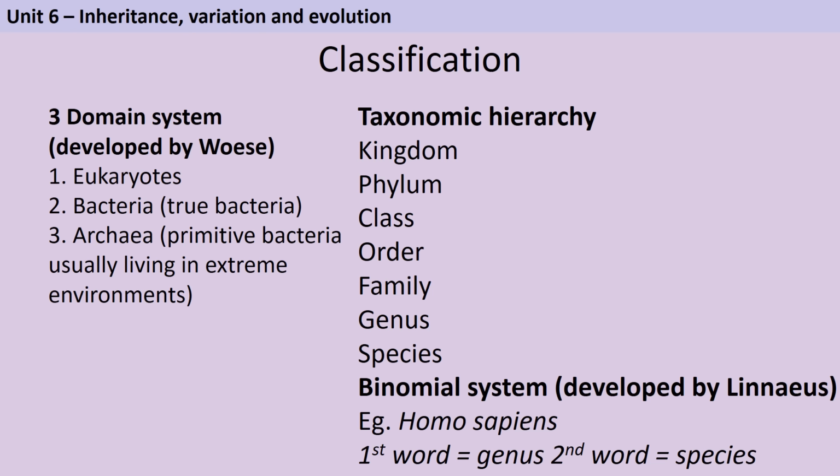Classification is the science of putting things into groups based on their shared characteristics, and you need to know about two classification systems. The old school taxonomic hierarchy system, which we used for a very long time, and then also the three-domain system, which was proposed by Woese and his colleagues in 1990. So in this new three-domain system, we have the eukaryotes, which includes us humans, but also plants and yeast and anything else that has a nucleus.